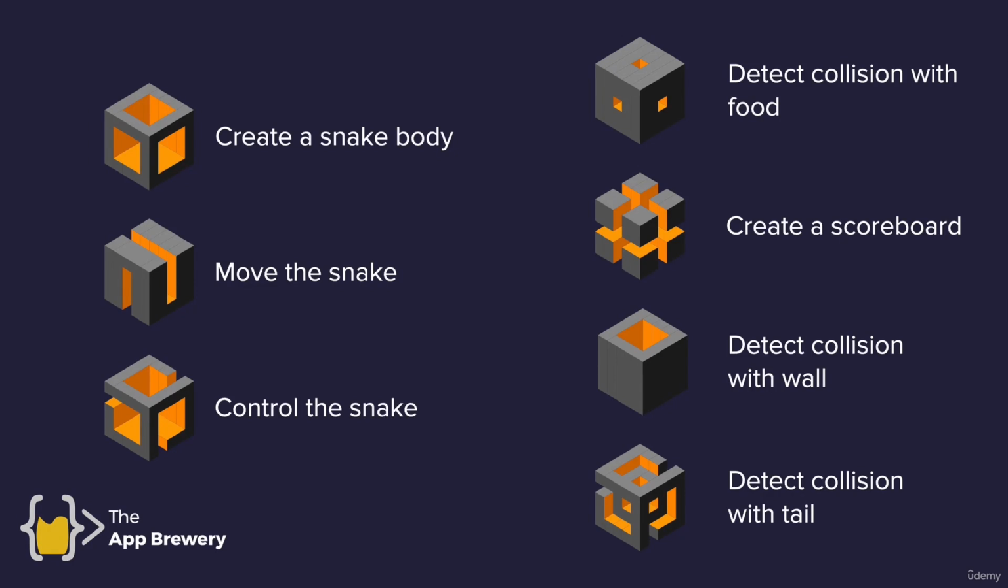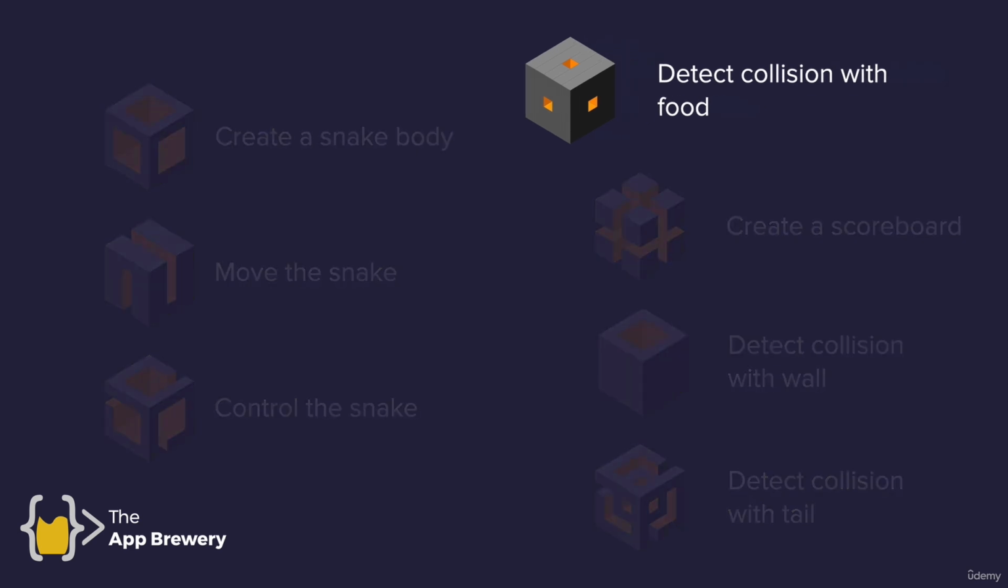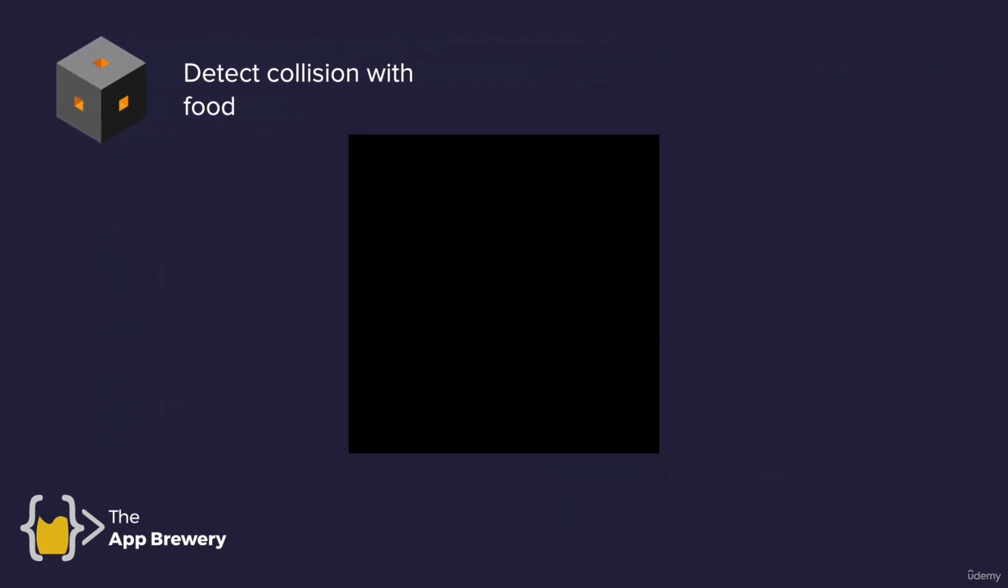Alright, so now that we've learned all about inheritance, it's time to apply the theory to our snake game. And we're going to use it to detect collision with food. Our snake should be able to hit a piece of food, which is just going to be a blue circle, and every time it touches the food, the circle moves to a new random location on the screen.